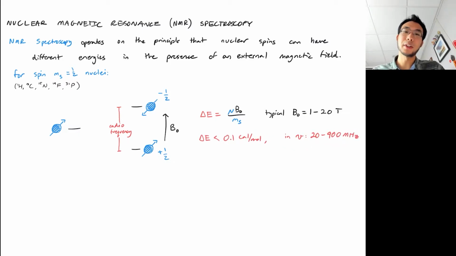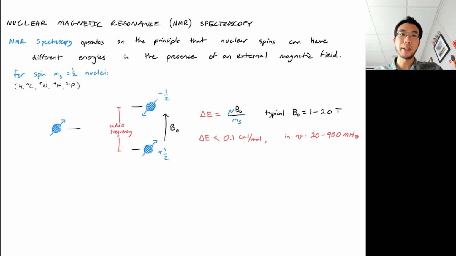These energies correspond to extremely small values if we're thinking in calories per mole. The difference in energy here is related to a delta E that's less than 0.1 calories per mole. Just to calibrate yourself, a hydrogen bond is 1 to 3 or maybe a little bit more kilocalories per mole, and a carbon-carbon bond is closer to 100 kilocalories per mole, so this is many orders of magnitude lower in energy, a very small delta E.